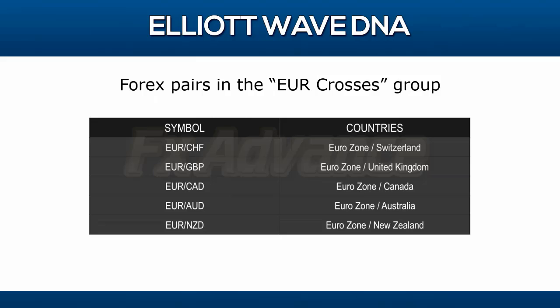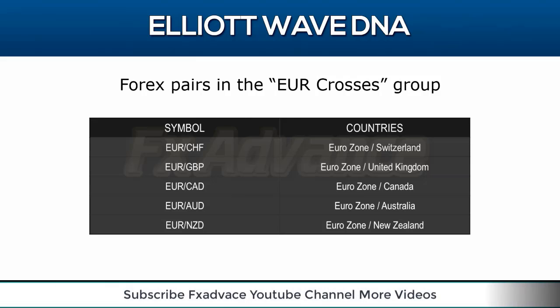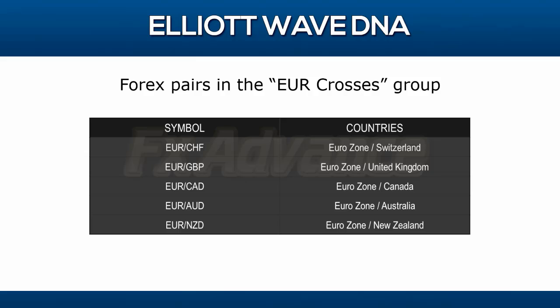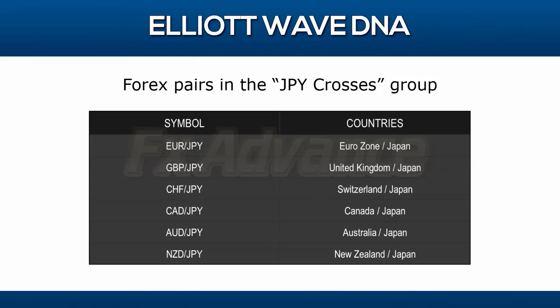Forex pairs in the euro crosses group. This group represents the most commonly traded pairs against the euro. For example, euro versus franc, euro versus pound, euro versus CAD, euro versus Aussie, euro versus Kiwi.